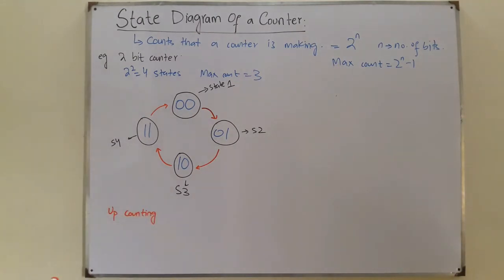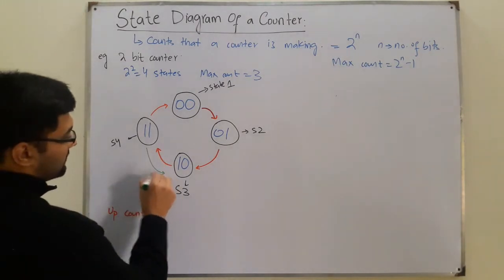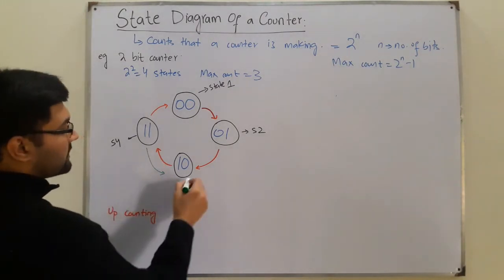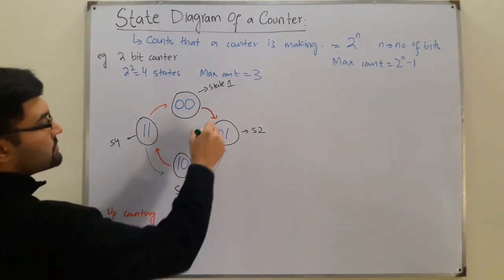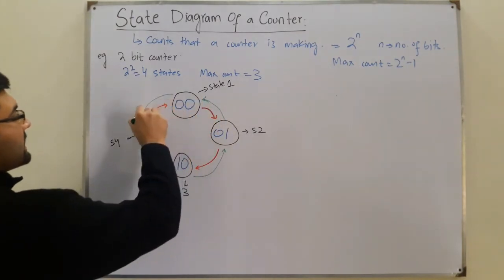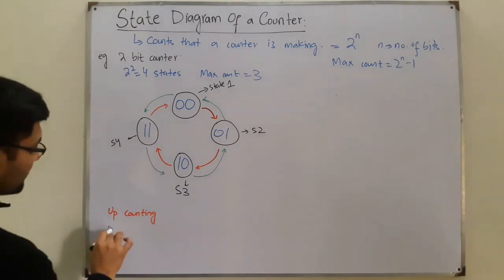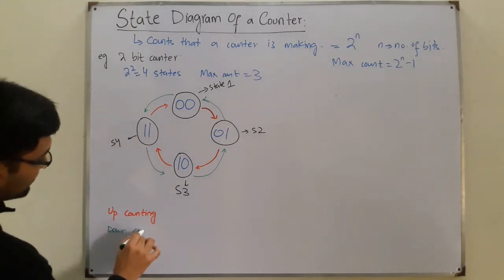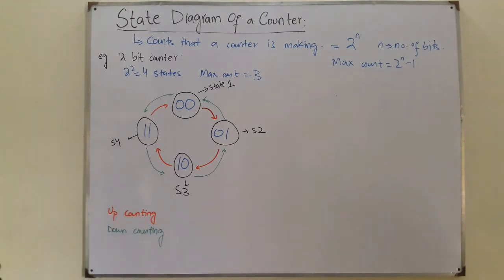Now, similarly, if it is down counting, it will start from the maximum of 1, 1. Fine? Then it will go in this way to 1, 0, from 1, 0 it will go to 0, 1, from 0, 1 it could go to 0, 0, and now you reset it back to 1, 1 to reach its initial state. This green color represents the down counting. So this is all about the state diagram, all right?